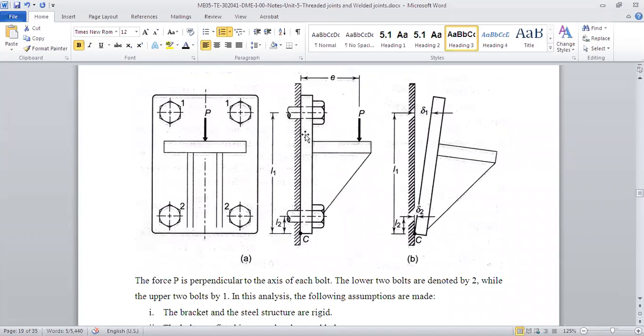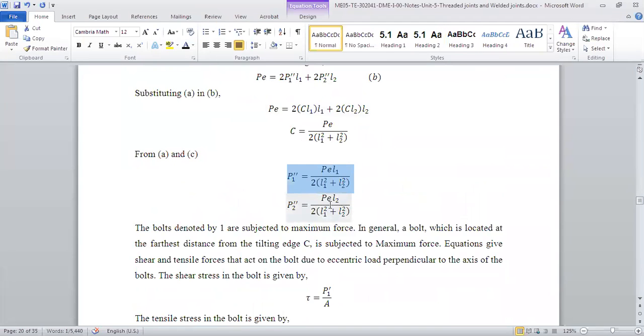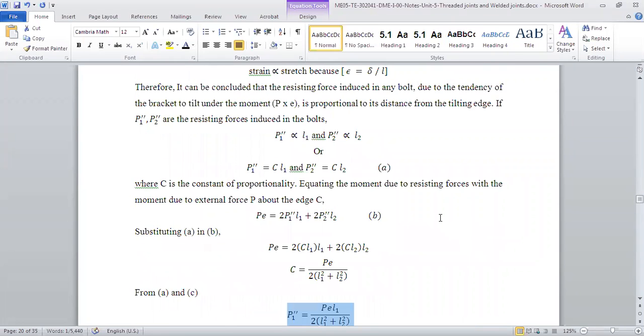Now P1 single dash was shear. Here we will have direct tensile. P1 single dash will be P upon number of bolts, that will be the load, upon pi by 4 d square, right? And the secondary load will be whatever we just calculated, using this formula. And since both of those are tensile, we don't need to worry about the principal stress. We can directly add those and solve the problem.